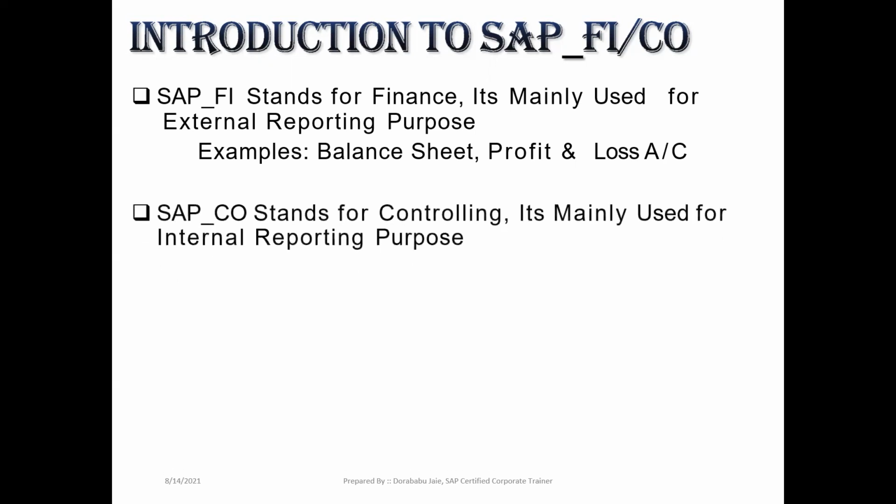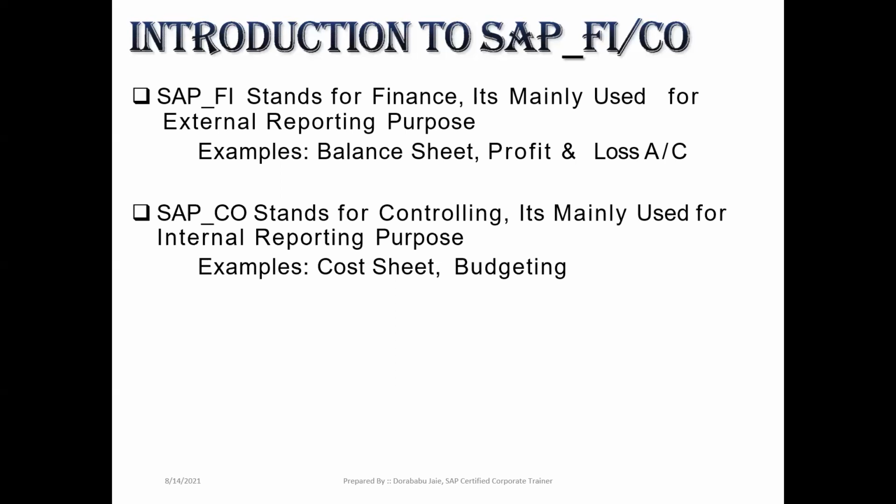Continuation. Now coming to SAP CO. CO stands for controlling. It is mainly used for internal reporting purposes. See here, SAP FI we use for external reporting and SAP CO we use for internal reporting. Both SAP FI and CO are used for reporting purposes only. Now coming to examples of internal reporting: one is the cost sheet, second is budgeting. These two are the best examples for SAP CO.